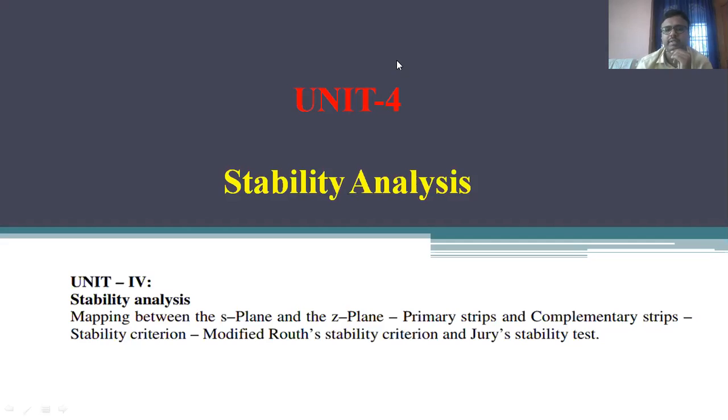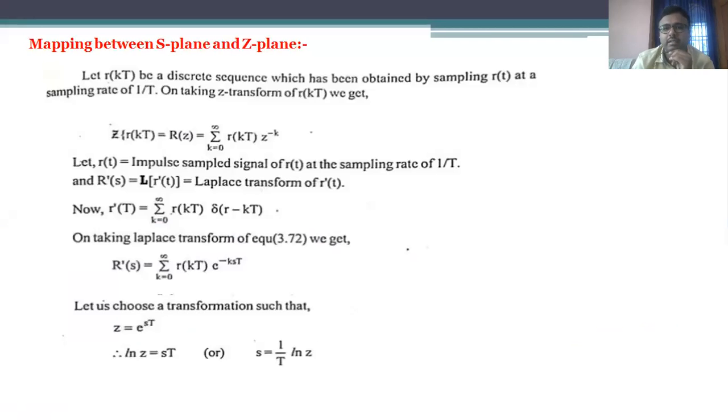So for today's class, I will discuss the first topic of unit 4. The topic is mapping between S-plane and Z-plane. So let us enter into the first topic of unit 4, mapping between S-plane and Z-plane.